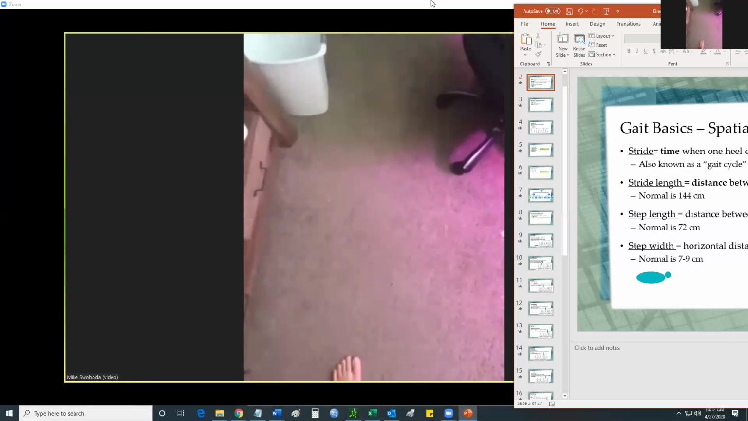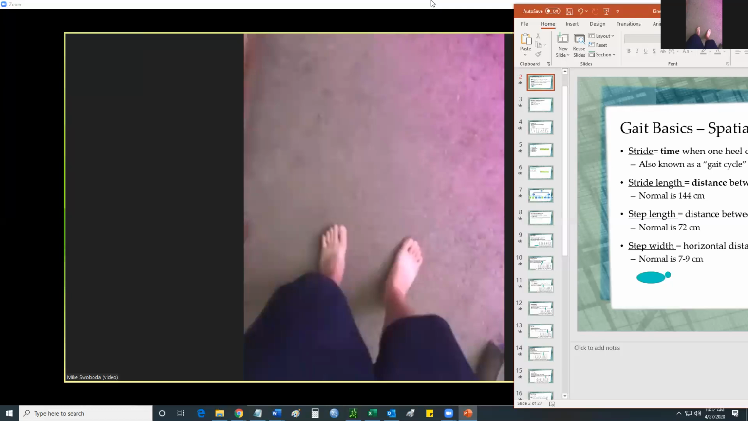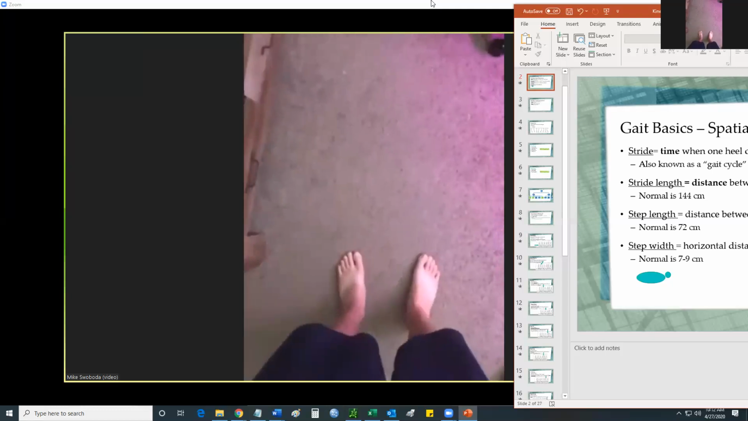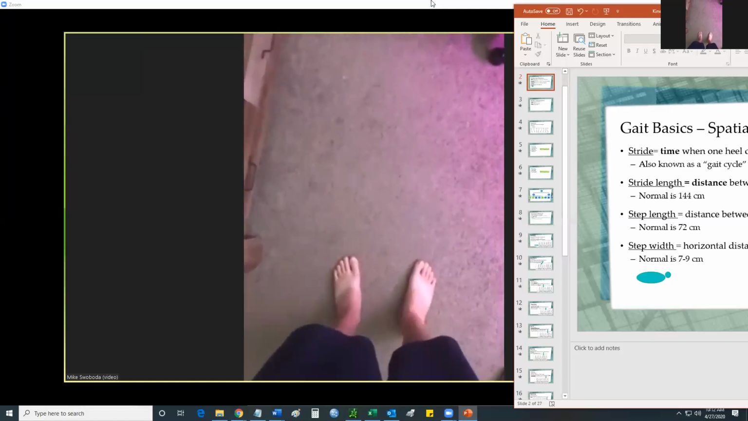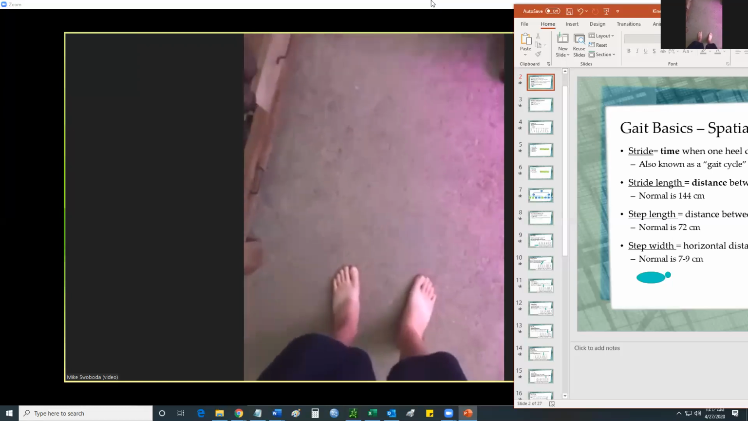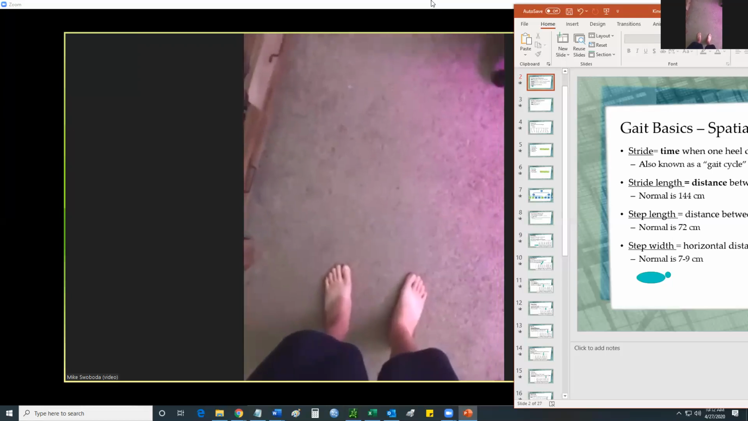The wider set your legs are, the wider set your hips are, the bigger or the wider that will be.